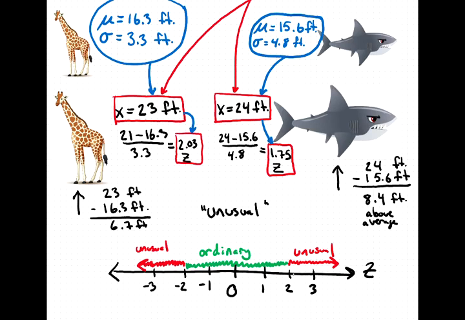Right, so the giraffe is falling in this range, slightly bigger than 2, 2.03. So the giraffe is unusual, and the shark is falling in this range, 1.75. So the shark, the 24 feet, is not considered statistically unusual.